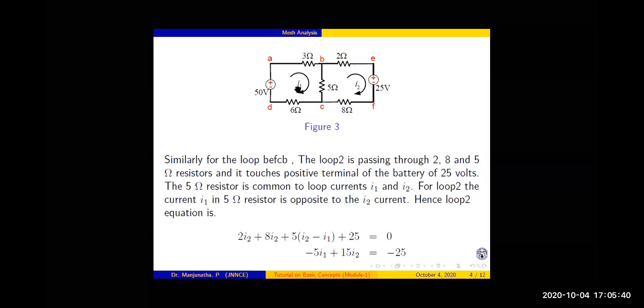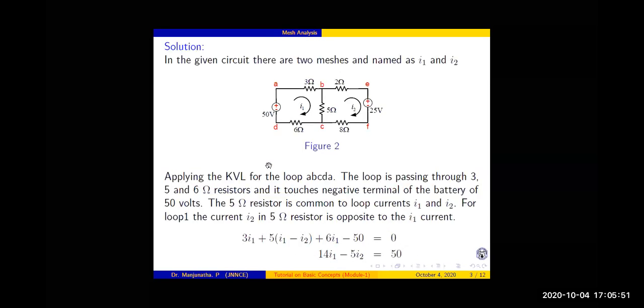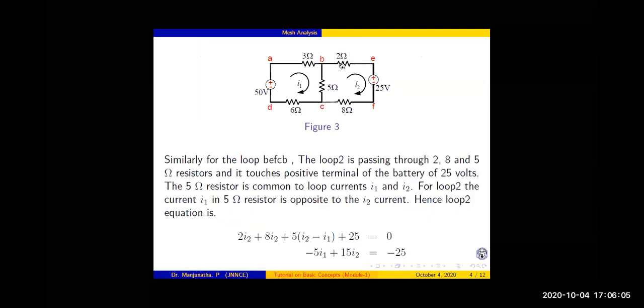What about that common to the I1? This is minus 5 I1. If you take the 25 to the right side, it is minus 25. I will repeat it one more time. Mesh 1, mesh 2. In the first mesh, 3 I1, 5 I1 minus I2, 6 I1 minus 50 is equal to 0. Second mesh, 2 I2 plus 25, because I am touching a positive terminal, plus 8 I2 plus 5 I2 minus I1. This is what I am getting. After simplification, these are the equations.